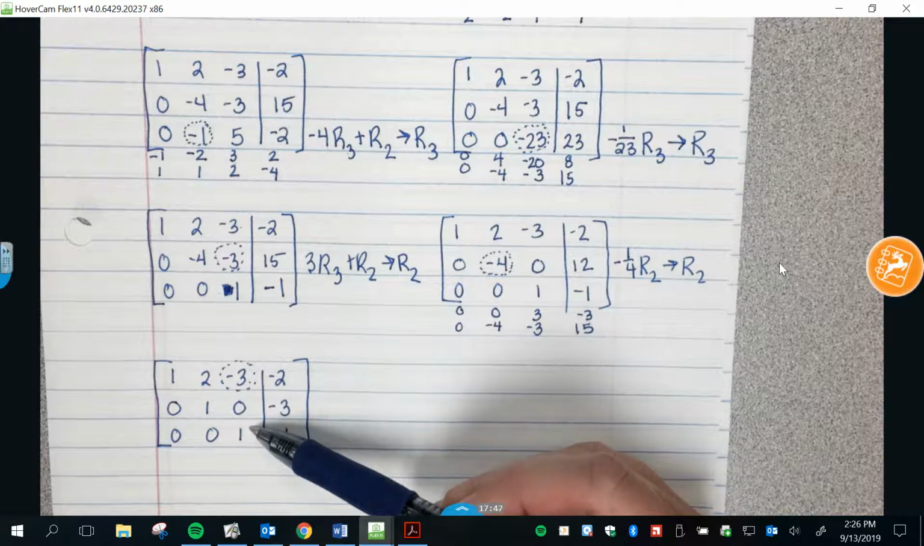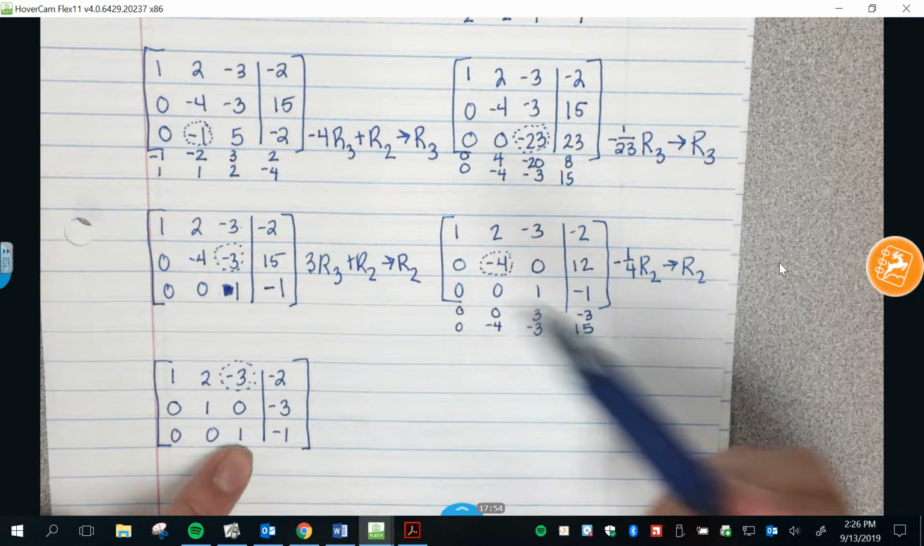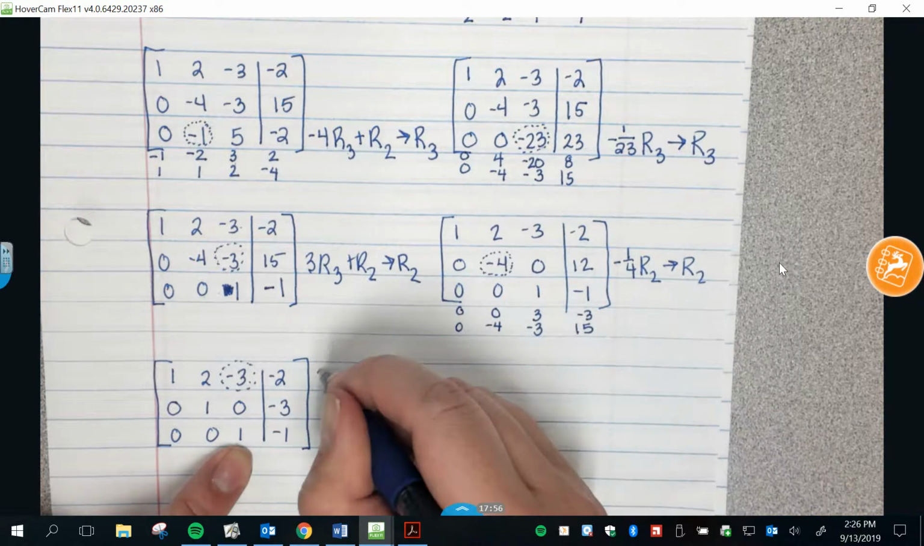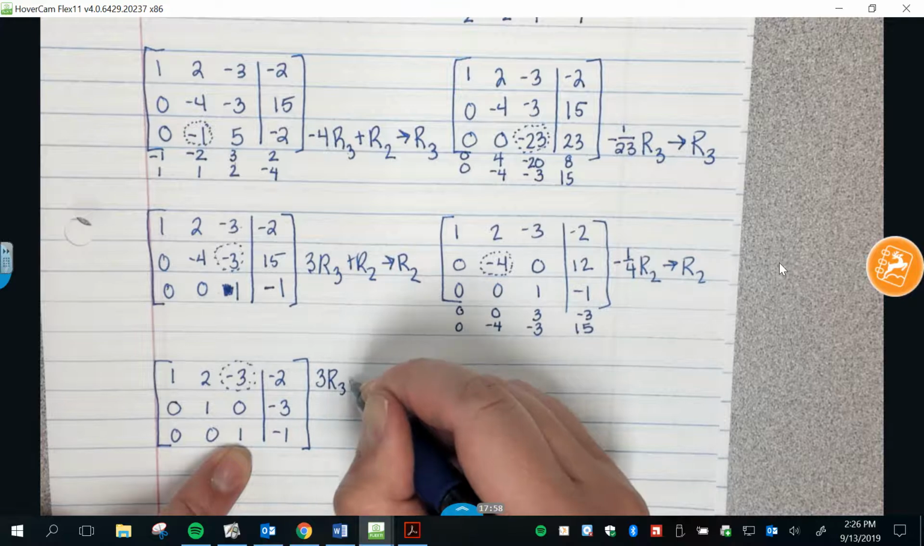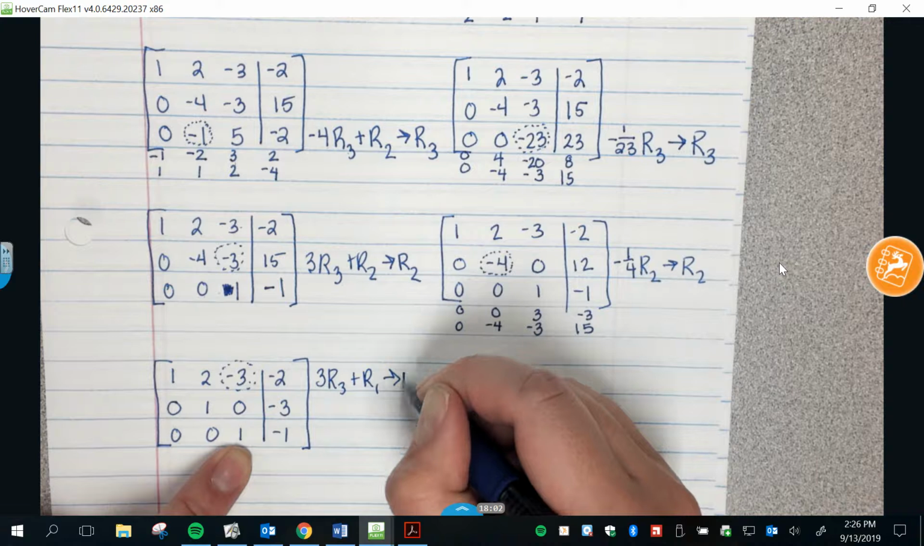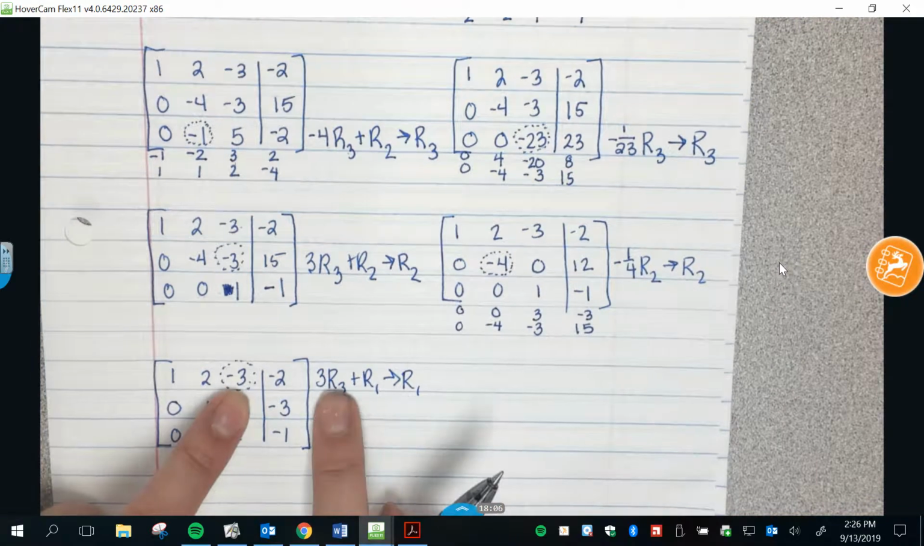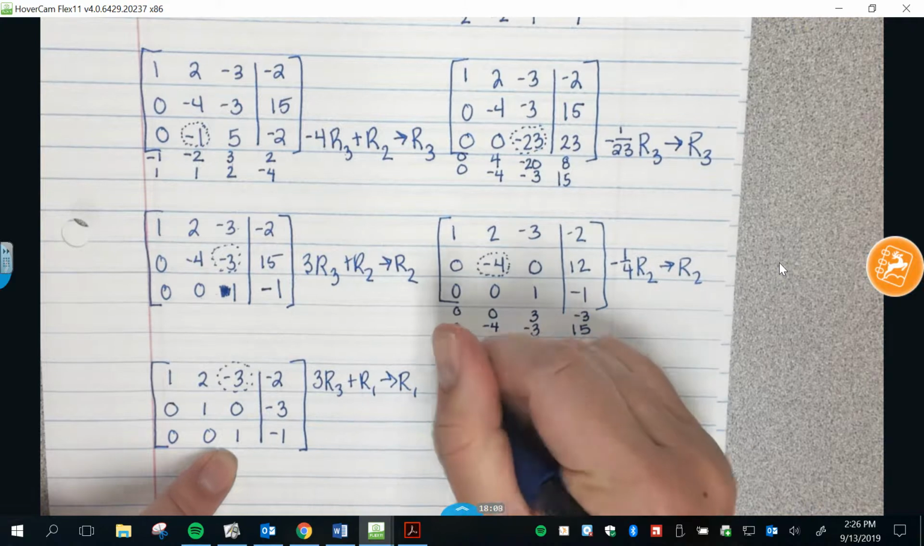Row 3. Has to be row 3. I can't use row 2 because that's a 0. It's never going to be anything other than 0. So, anyone want to take a guess at the row command? 3 times row 3 plus row 1 into row 1. That's the one I'm replacing. But yeah, 3 row 3 plus row 1 into row 1.